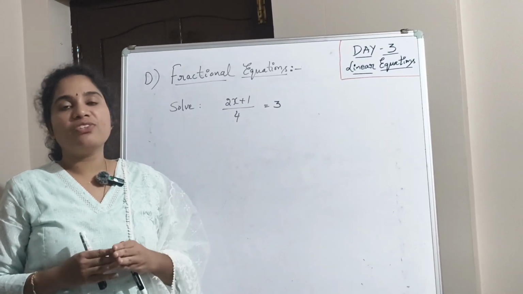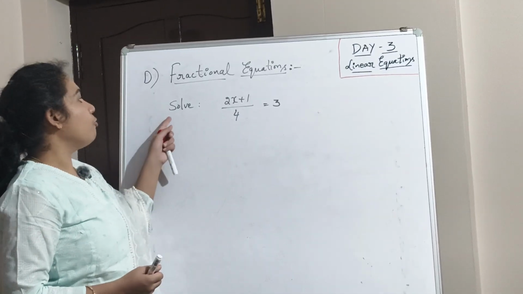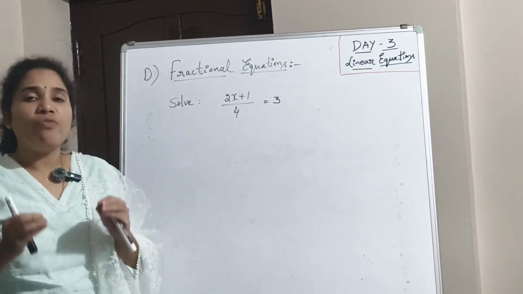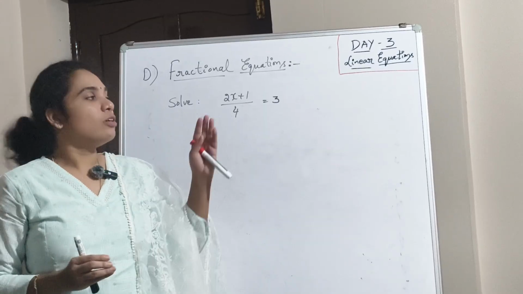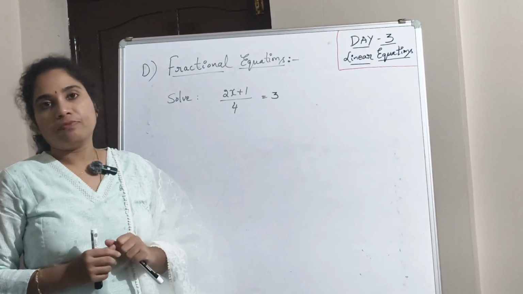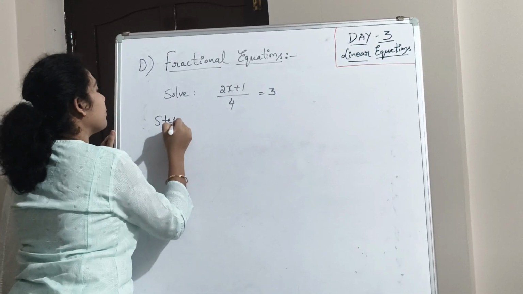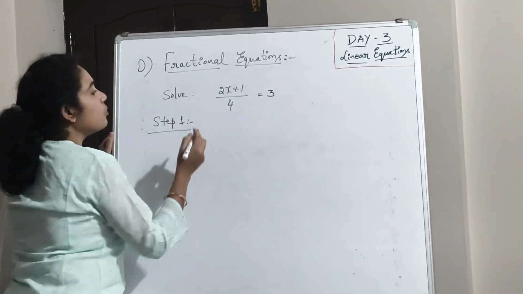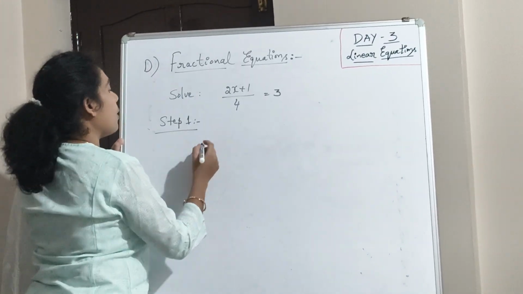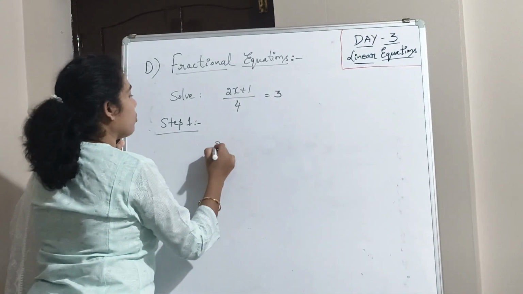Okay, next type of equations is fractional equations. Okay, let's see. Solve 2x plus 1 divided by 4 equal to 3. Whenever you see a fraction in an equation, first solve the denominator. Okay, so here the first step will be, you have to clear the denominator. So, how do we clear this? By multiplying both sides with 4.